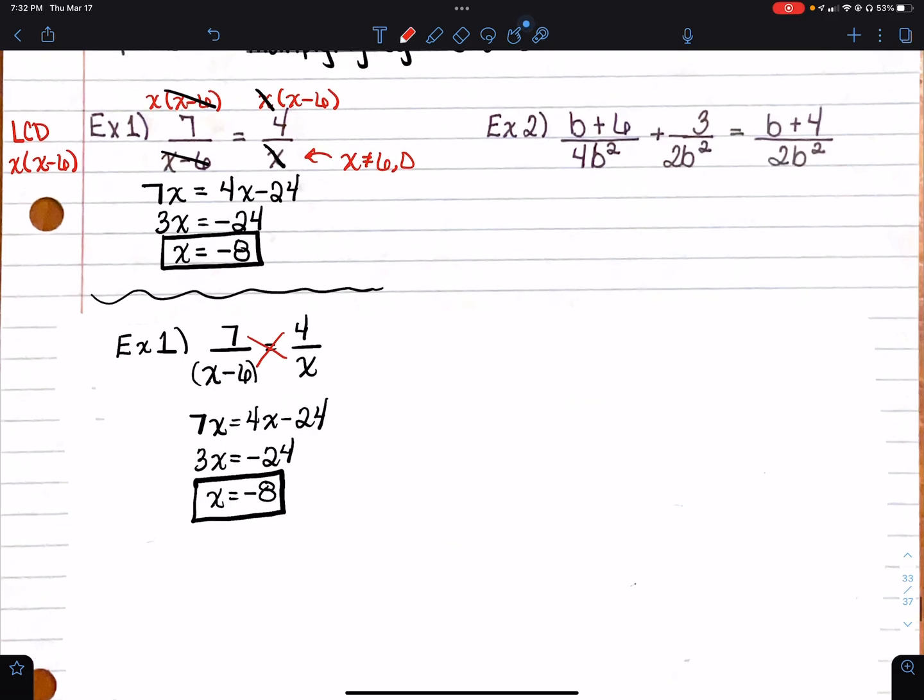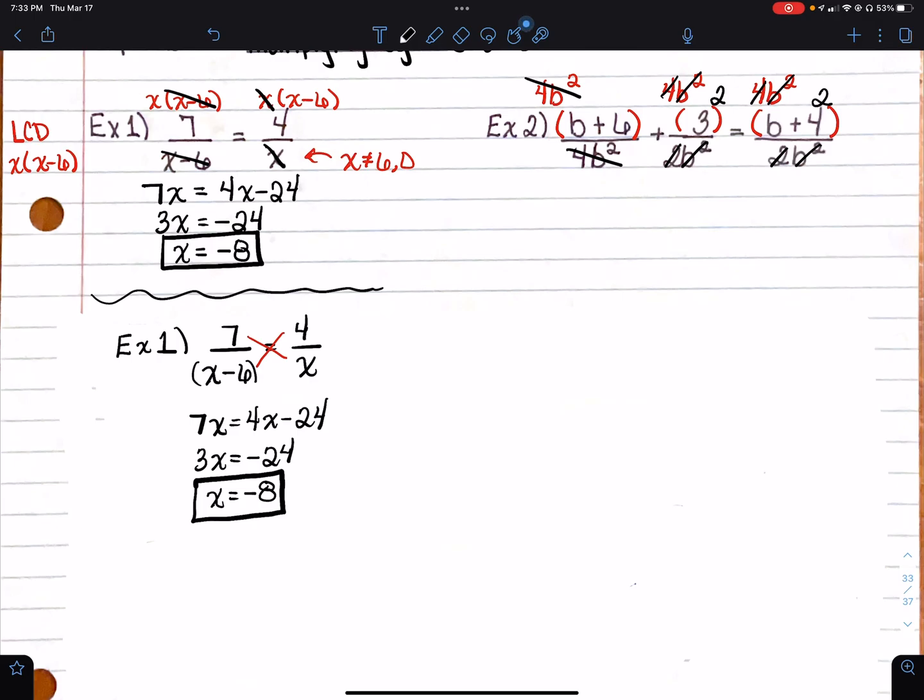The least common denominator in this case is 4b squared. So I'm going to multiply this numerator times 4b squared, multiply this numerator times 4b squared, and multiply this numerator times 4b squared. Now I'm going to go ahead and simplify what I can. 4b squared divided by 4b squared cancels out. And this next one, 4b squared divided by 2b squared. Well, the b squareds cancel out. 4 divided by 2 would leave me with 2. Same thing here, b squareds would cancel out. 4 divided by 2 would leave me with 2.